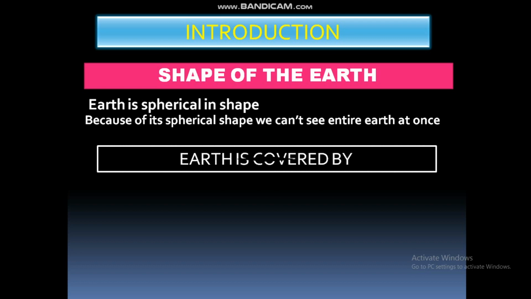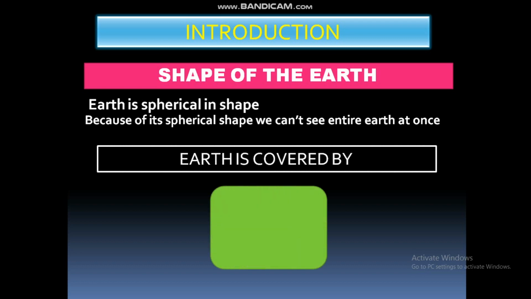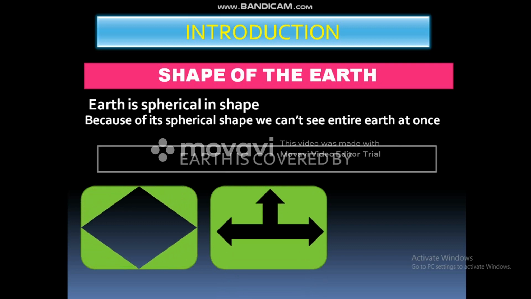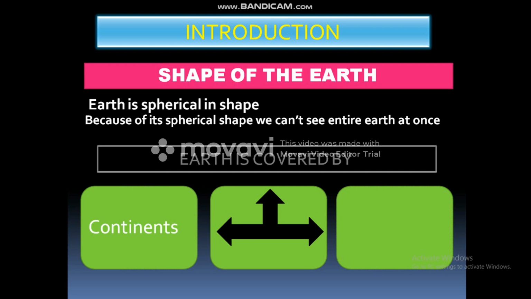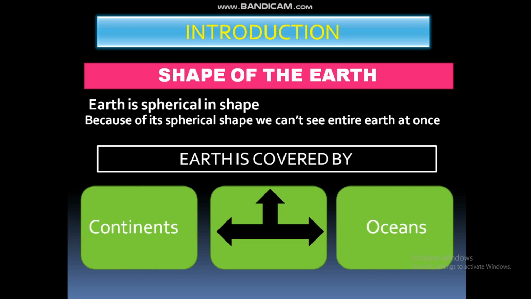And moreover, the earth is covered by many types of land masses. Like we can see, oceans and continents are the two major landforms which are covering the earth. So we need to represent them. That is why there is one problem: how to represent the earth in front of anyone, or how to show a model of the earth. To solve these problems, we have a globe.